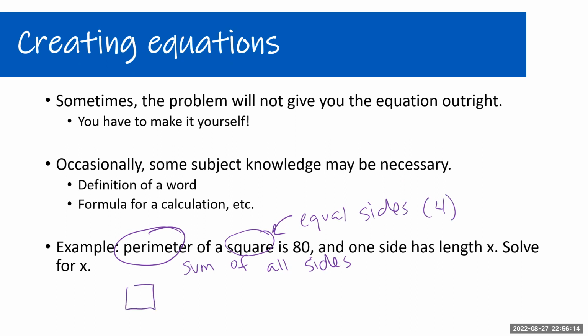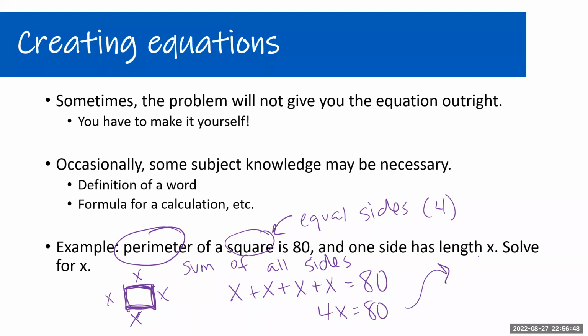So if we know that the perimeter of a square is 80, and we know that one side has length x, then that also means that all of our sides have to be x because it's a square, okay? So if all of our sides are x, then the perimeter, which is the sum of all 4 sides, is just going to be x plus x plus x plus x equals 80, which tells us, hey, 4x equals 80. If we divide both sides by 4, we're going to get x equals 20.